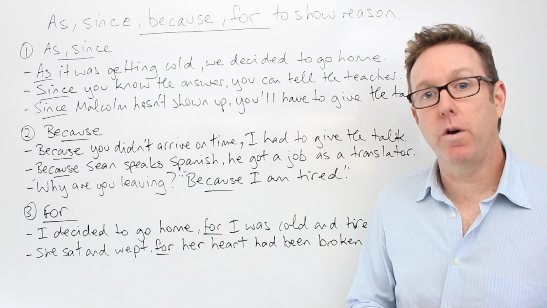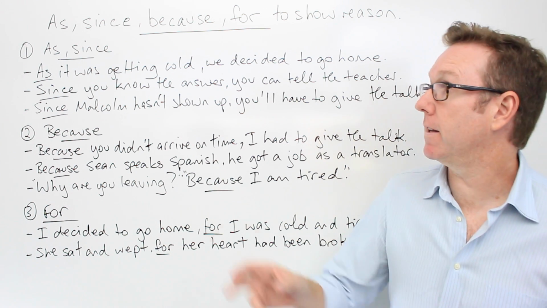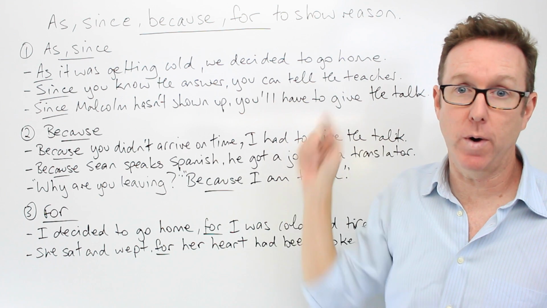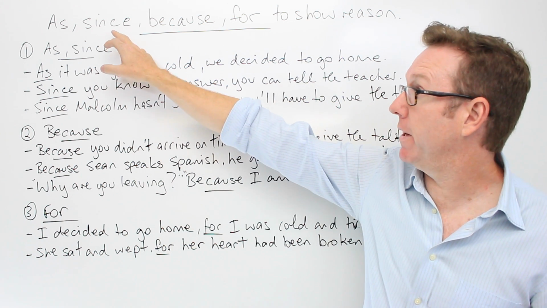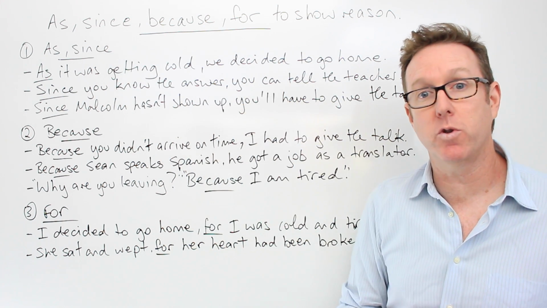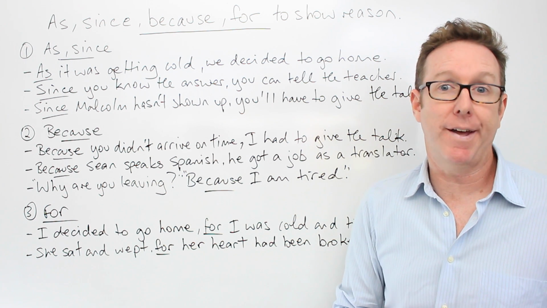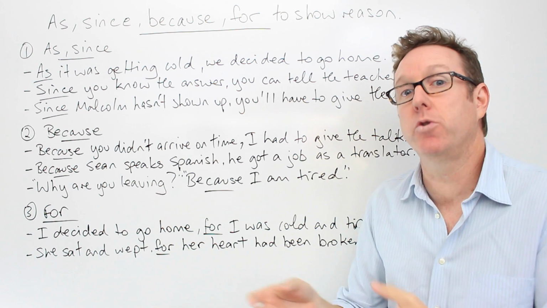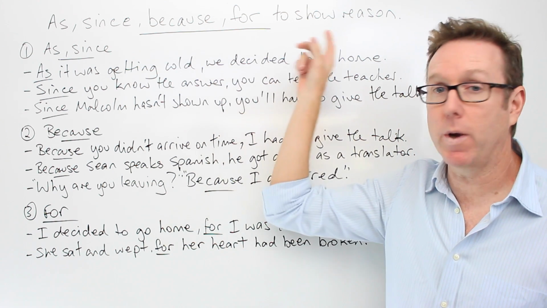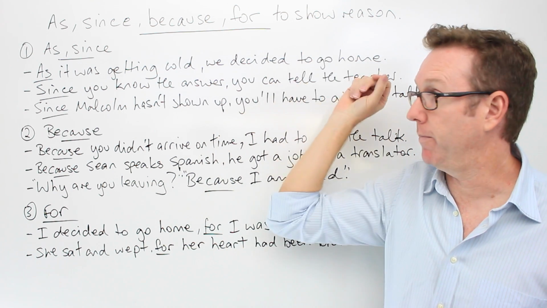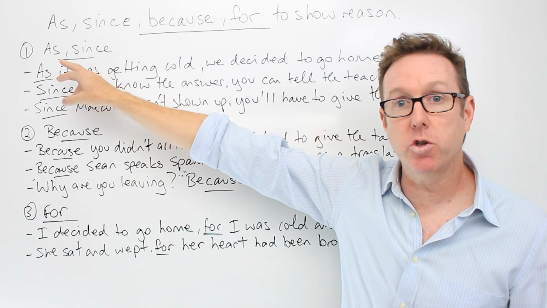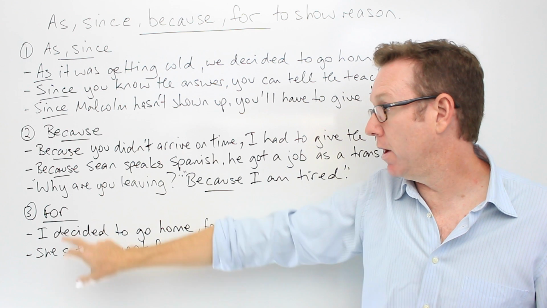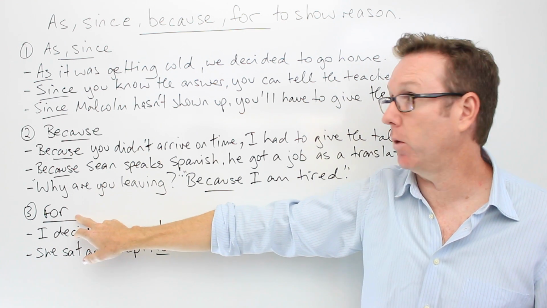Now, as I said before, the objective of today's lesson is to see how we use as, since, because, for to show reason. You're probably familiar with since and for when we use them as a time reference, like I've been here since Friday, or I went to Jamaica for 2 weeks. But here we're using them to show reason, okay? The first thing I'm going to show you is as and since. Then we'll have a look at because, and then we'll have a look at for.